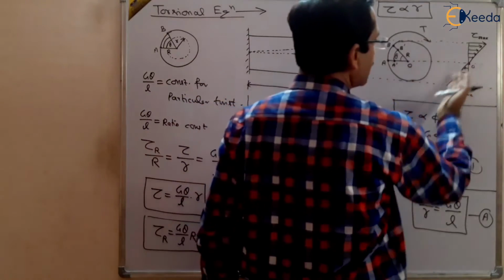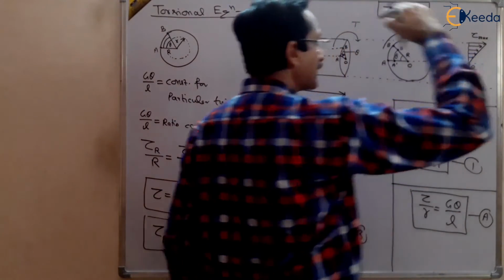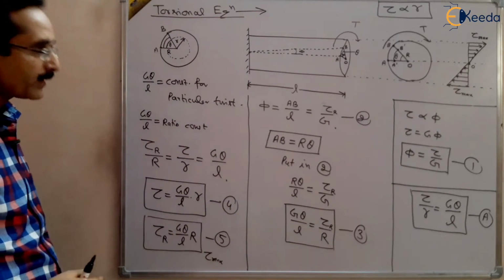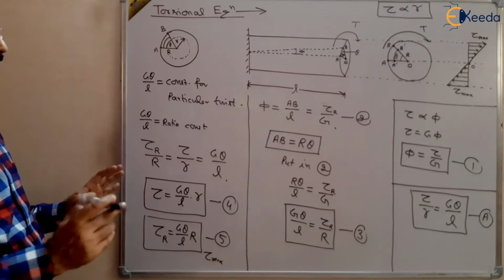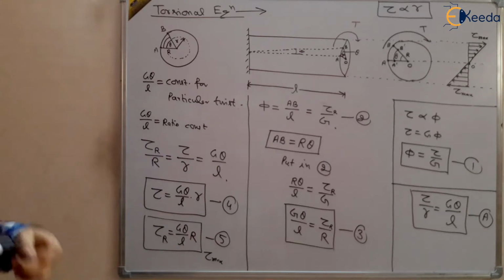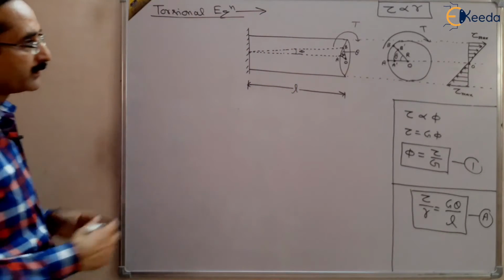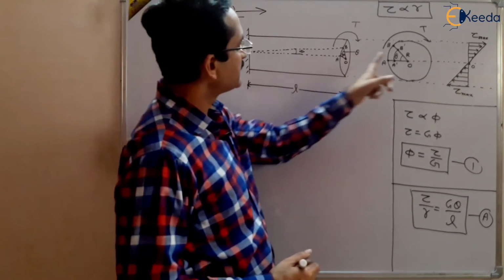So we have made the linear variation, and it is maximum at the outer periphery, which is given by tau r, which is tau max, right? So this is the first equation of the torsional equation. Now the second equation of the torsional equation, and then we will combine these two equations. The first equation A is there. Now let us find out the second torsional equation.